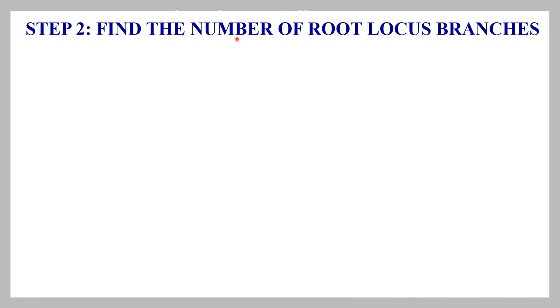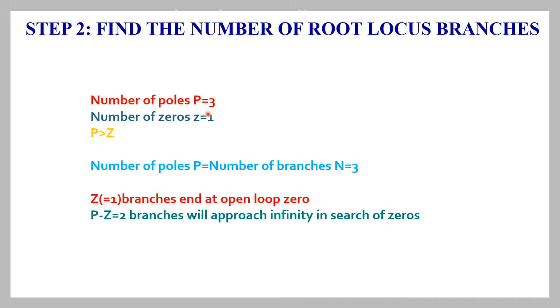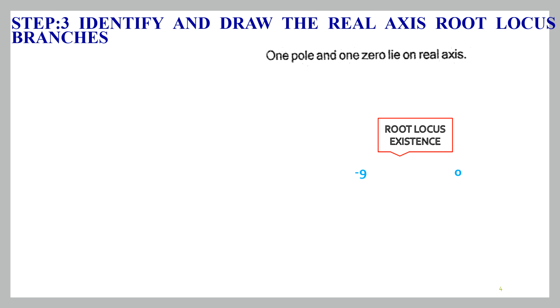Step number 2: find the number of root locus branches. Here from the given system G(s), we understood that P is greater than Z; the number of poles is 3, the number of zeros is 1. So the number of branches is equal to the number of poles, which is 3. Right? So how many branches will approach infinity? We know that P minus Z branches will approach infinity. P minus Z is 3 minus 1, which means 2 branches will approach infinity. The remaining 1 branch, Z equal to 1, will end at the open loop zero. So we need to calculate 2 asymptotes as 2 branches are going to approach infinity.